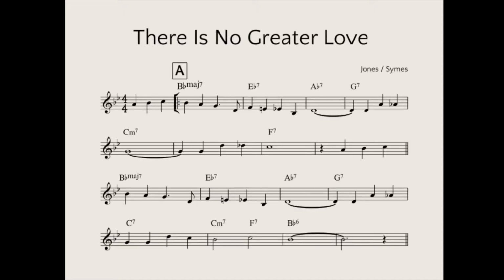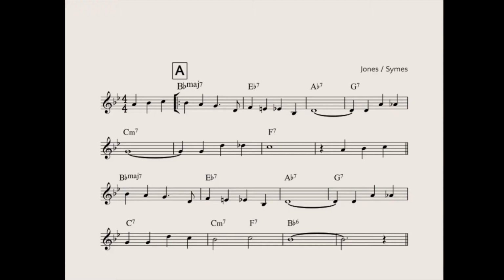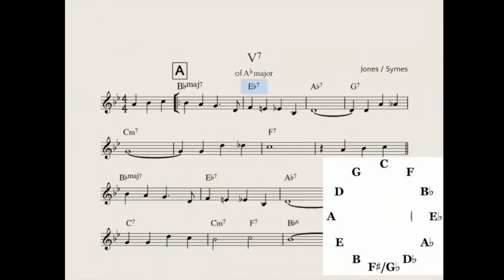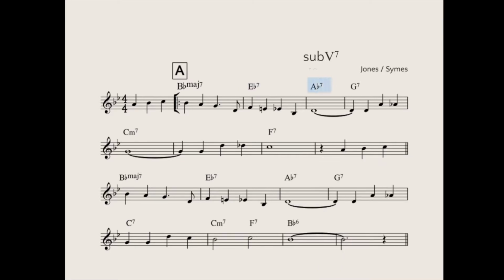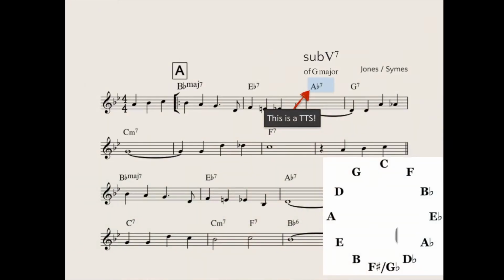Let's look at how secondary dominants work in a well-known tune. This tune is in B flat, specifically B flat major 7. Let's find one, a secondary dominant. Here's a first one. The E flat 7 is 5-7 in A flat major. It's a secondary dominant. Here's another one. But compared to the next chord, this looks like a tritone sub. So is it a secondary dominant?